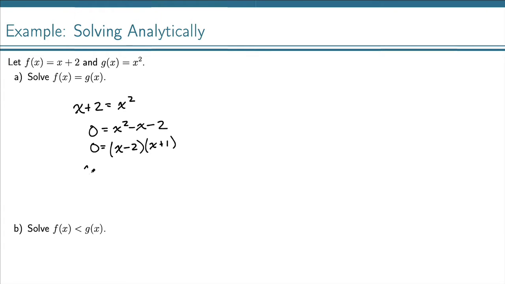And setting each factor equal to 0, we get our solution. So for this first one, we get x equals 2. And this second one, we get x equals negative 1. Those are the x values of the points of intersection for these two graphs.